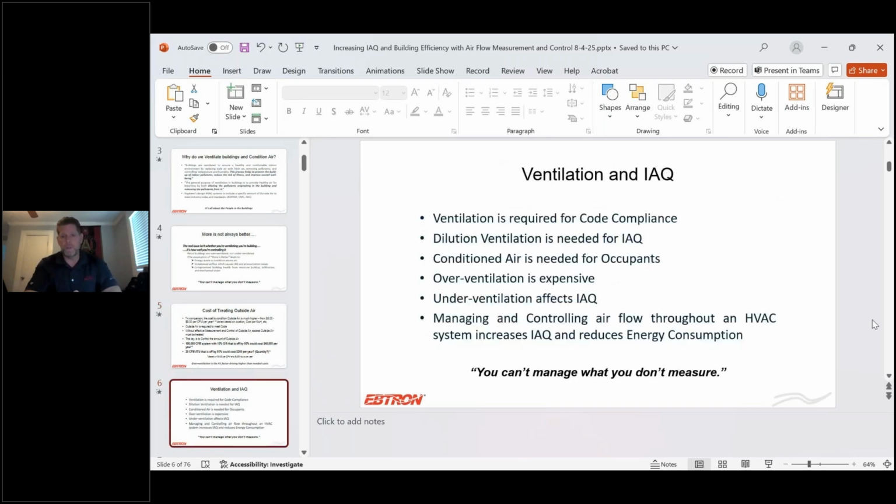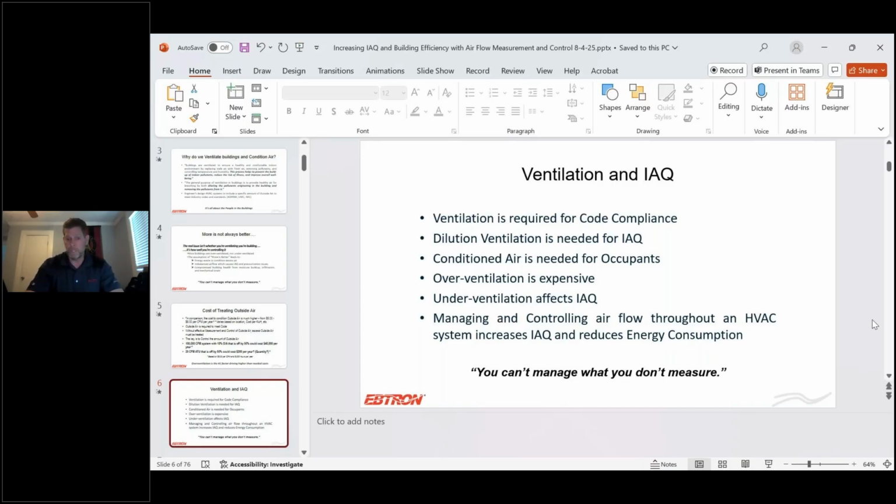So when we talk about ventilation and indoor air quality and how they go together, ventilation is required for code compliance. We know that. We know that dilution ventilation is needed for indoor air quality. Conditioned air is needed for the occupants, right? We don't want hot, stuffy, humid air. We don't want freezing cold occupants in the wintertime.